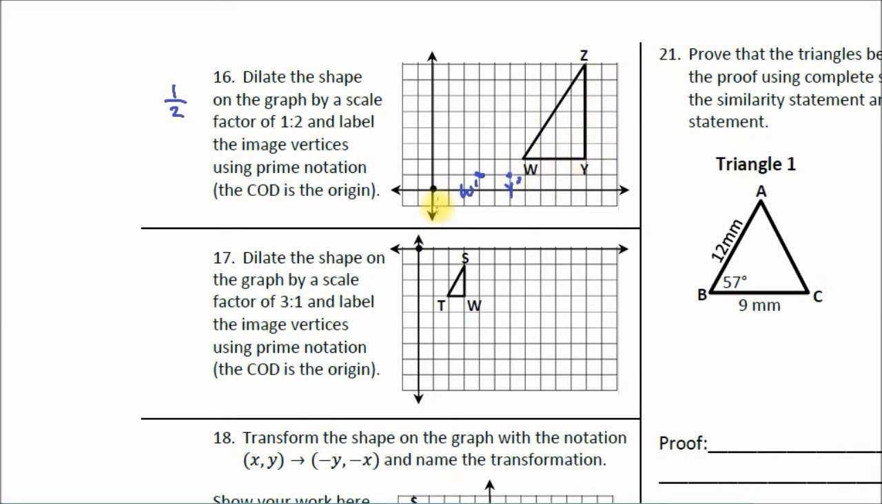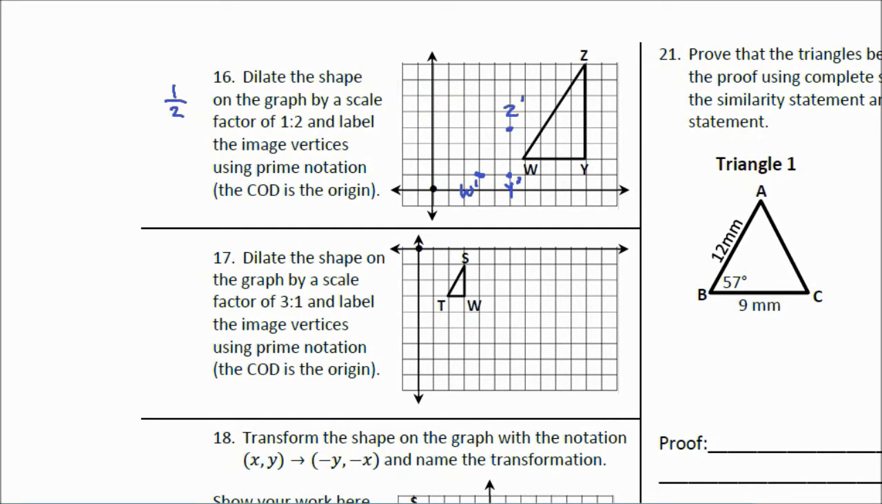And now we got to get Z. 1, 2, 3, 4, 5, 6, 7, 8, 9, 10. 1, 2, 3, 4, 5, 6, 7, 8. So 10, 8 becomes 5, 4. 1, 2, 3, 4, 5. 1, 2, 3, 4. I think that's 4. Let's make sure. 1, 2, 3, 4, 5. 1, 2, 3, 4. Yep. And there is Z prime. So you can see, class, that I took every coordinate and I cut it in half. Each coordinate in half because our scale factor is 1/2.